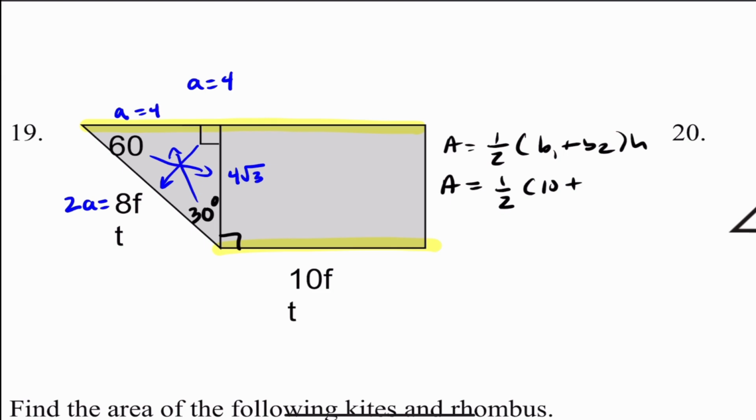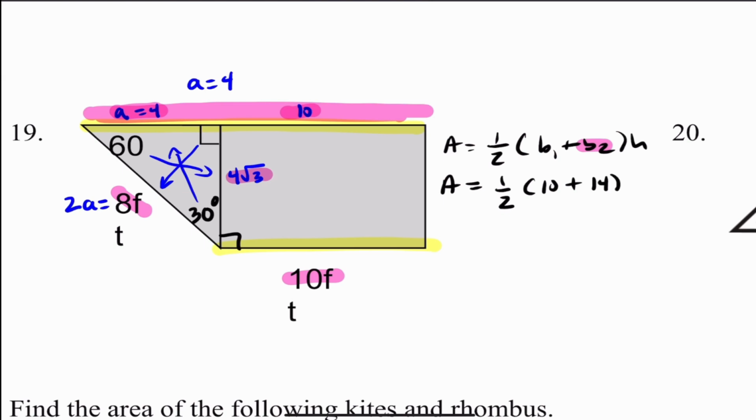All right, so let's highlight our players here. This is A equals 4. This side here is 4. The height is 4 root 3. This side over here is 8 feet, and then we have 10 feet, so this side has to be 10 as well. Okay? All right, we just figured out base 2, right? Base 2 is just 4 plus 10. That's 14.